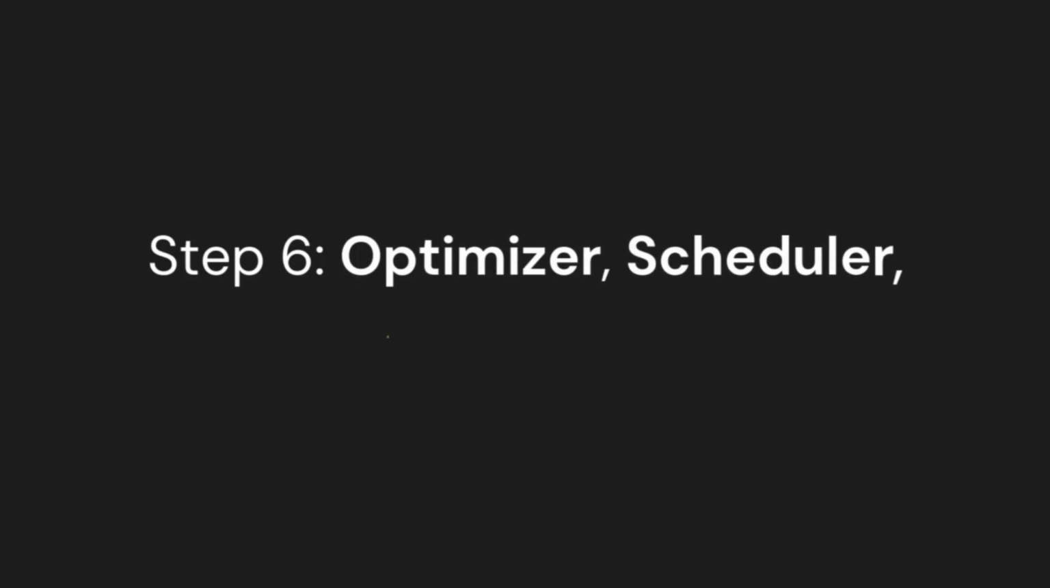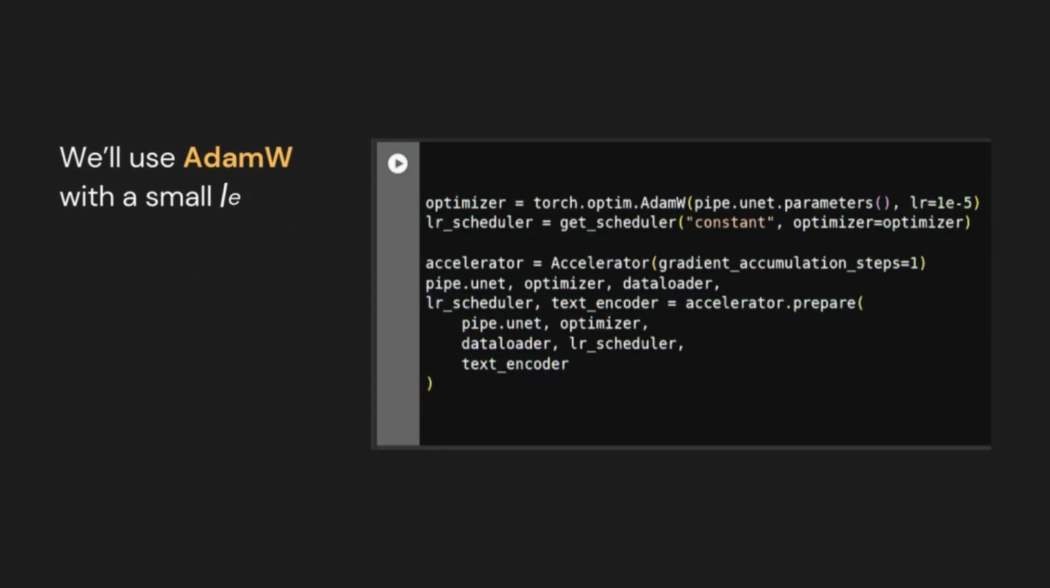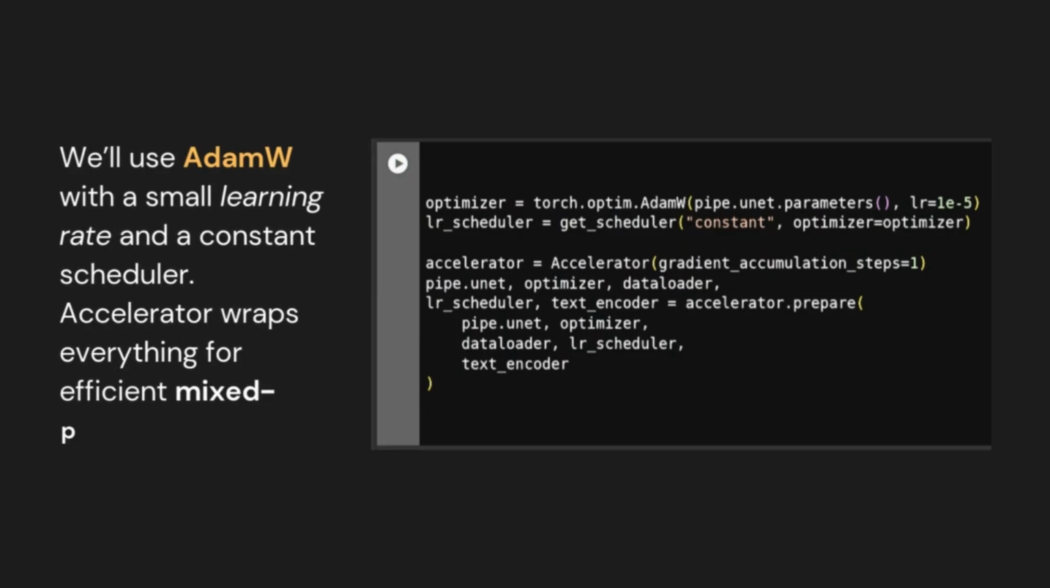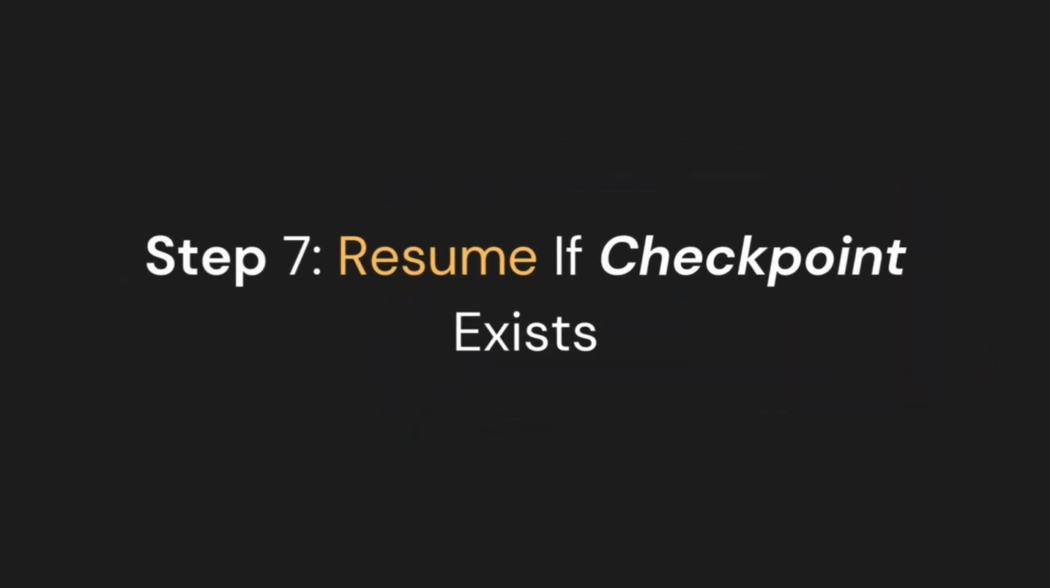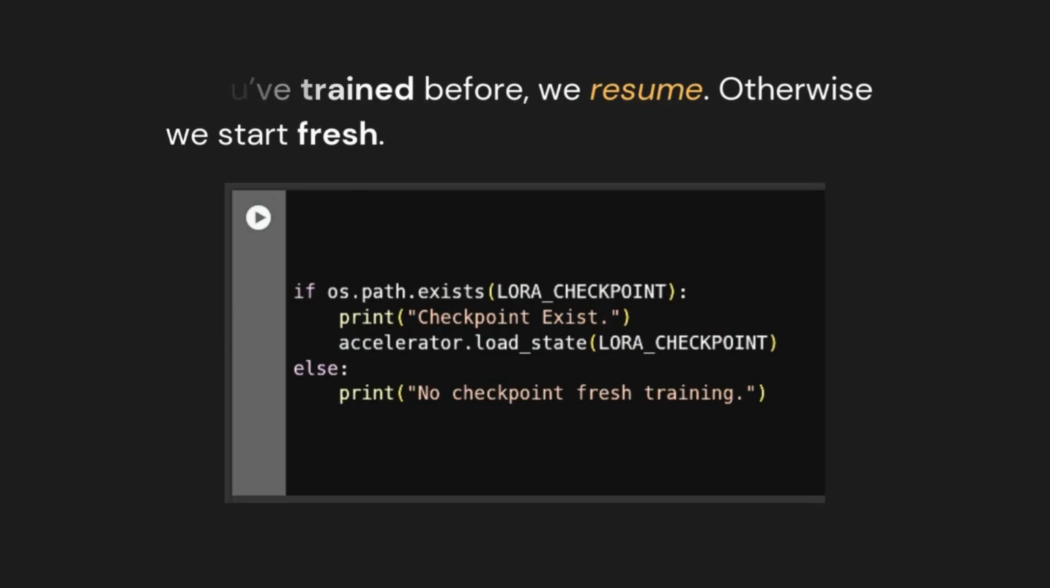Step 6, optimizer, scheduler, accelerator. We'll use AdamW with a small learning rate and a constant scheduler. Accelerator wraps everything for efficient mixed precision training. Step 7, resume if checkpoint exists. If you've trained before, we resume, otherwise we start fresh.